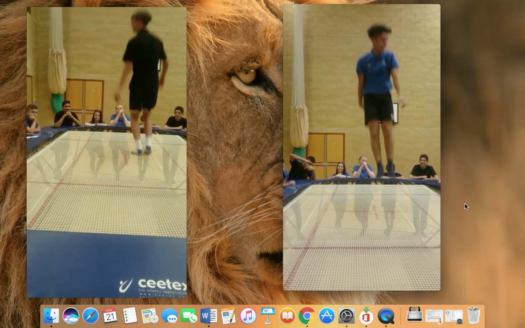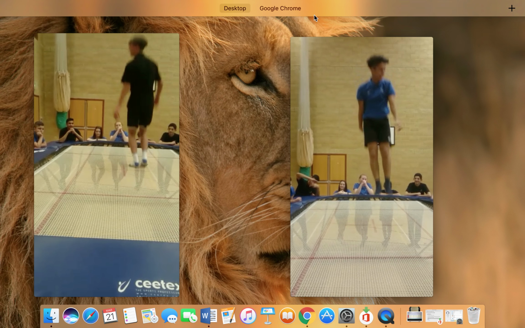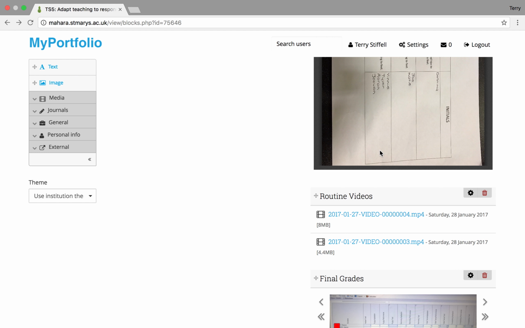So the higher ability students who were on the bigger trampoline might not have got a chance to see the lower ability students on their trampoline, and vice versa. So it was nice to see the differences in what was going on and what they need to do to get the best marks possible.